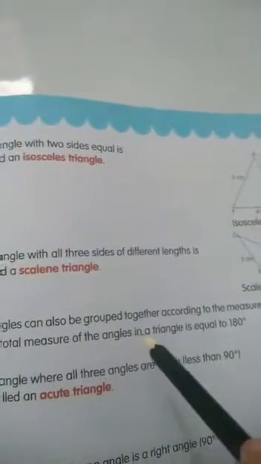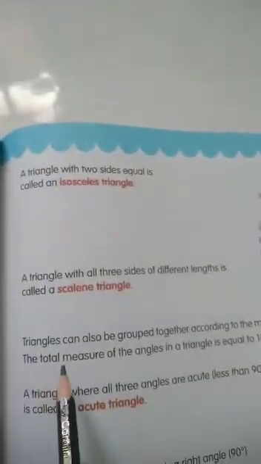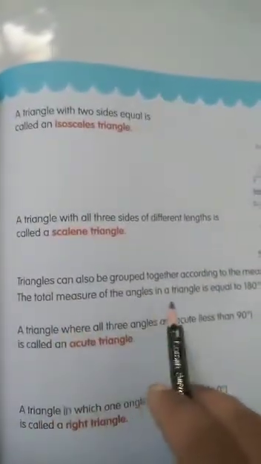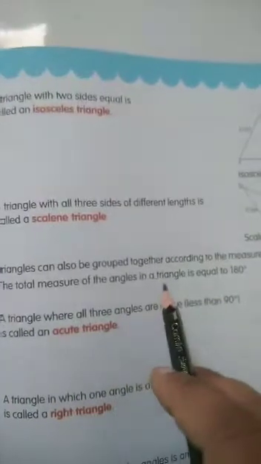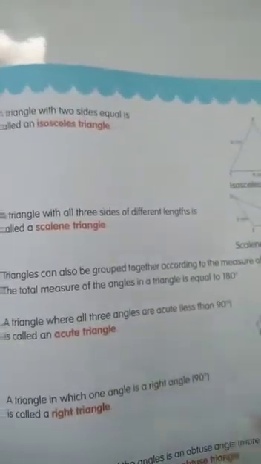Next, triangles can also be grouped together according to the measure of their angles. The total measure of the angles in a triangle is equal to 180 degrees.